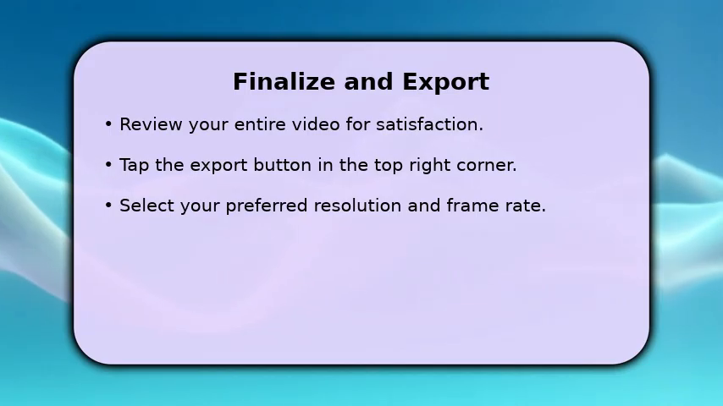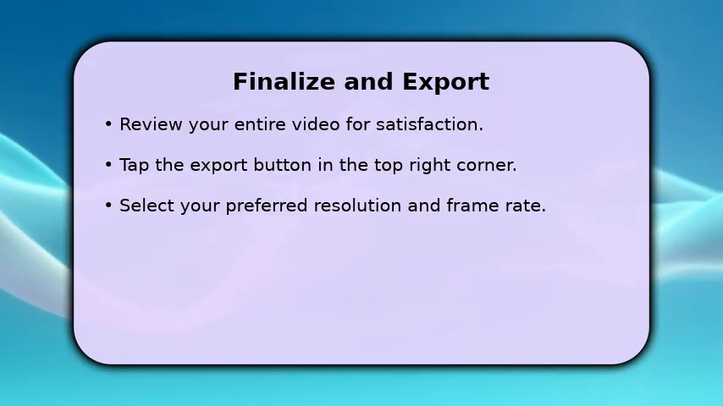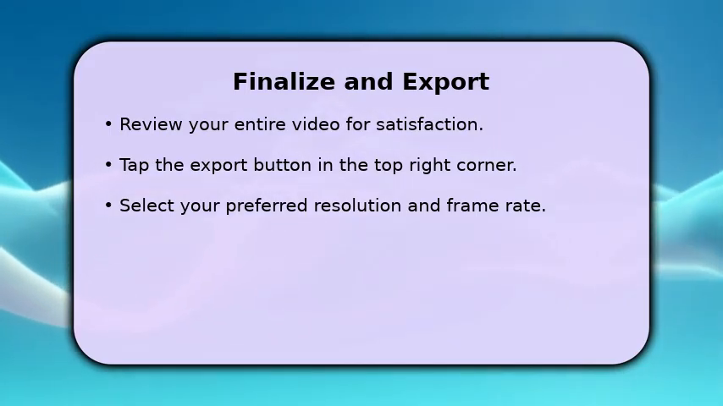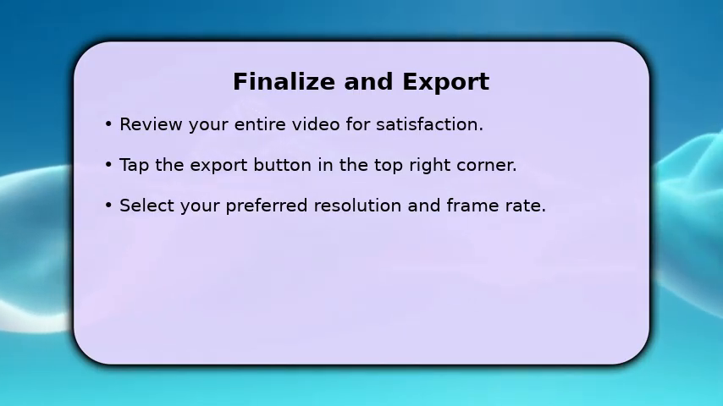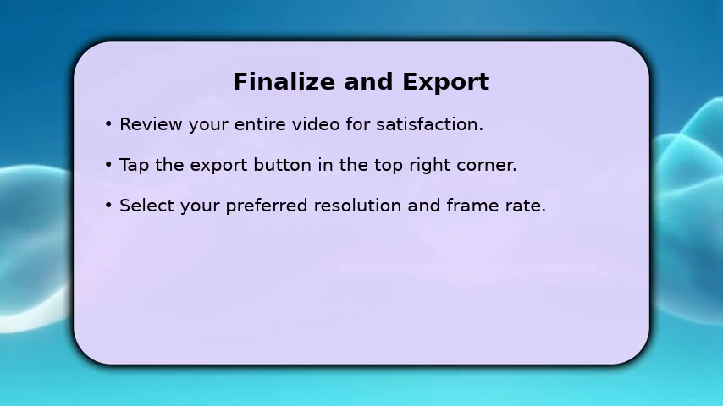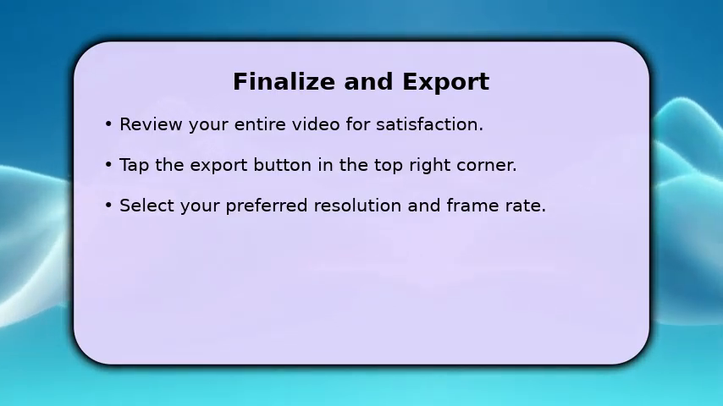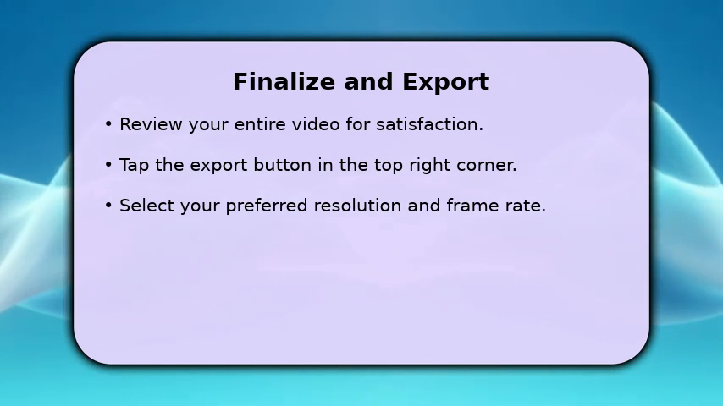Once you are completely satisfied with your circular creation, locate the Export button, usually found in the top right corner of the screen. Tap it, then choose your desired resolution and frame rate, such as 1080 pixels at 30 frames per second, before saving your masterpiece.